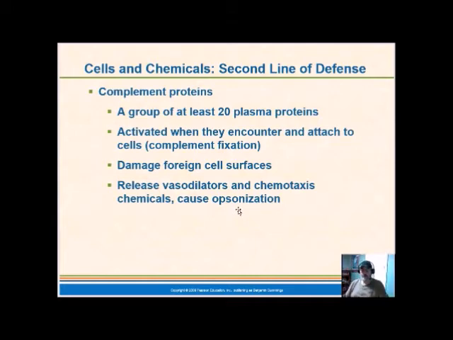And if you think opsonization, think optimization. It makes the foreign body more appetizing to the cells, the neutrophils, and the macrophages. It's kind of like putting mustard and ketchup on a hot dog. So you can think of complement being a condiment and opsonization being optimization as a result of that. It just makes the foreign body more appealing to the immune system cells.